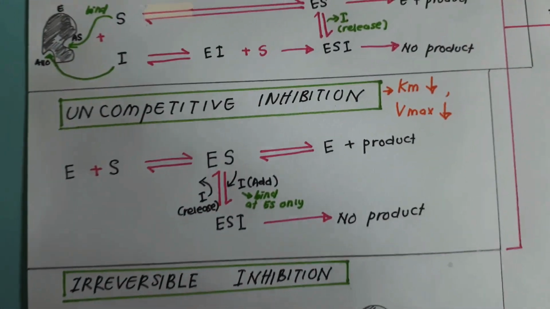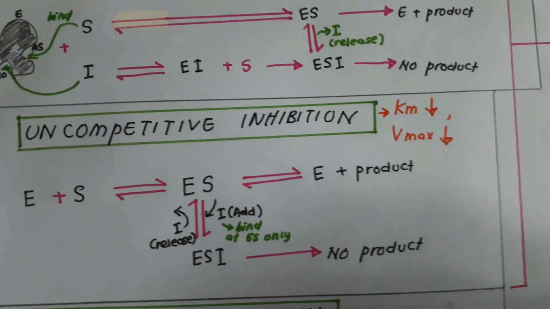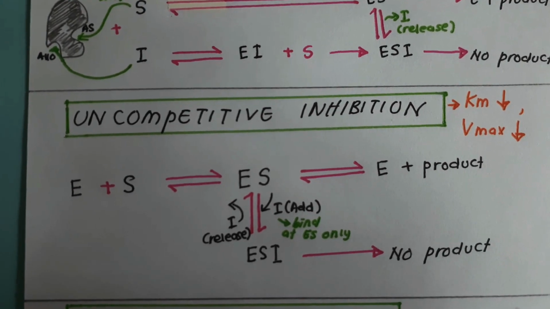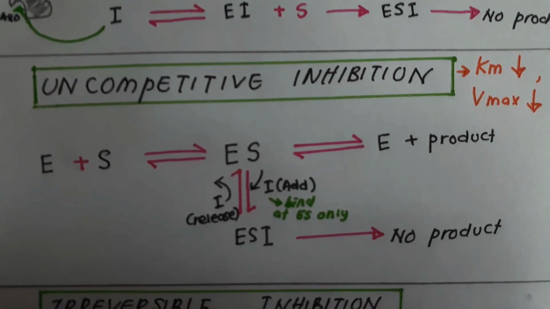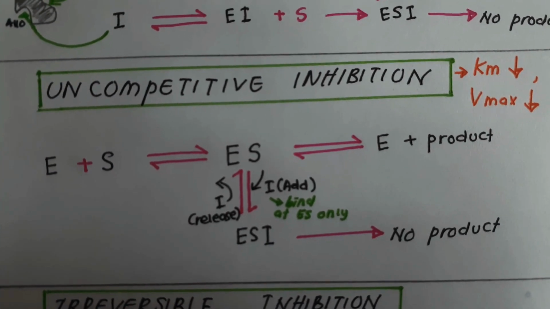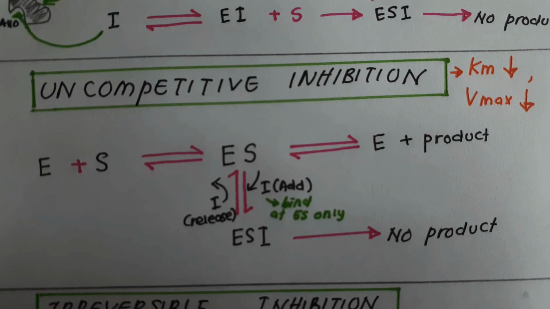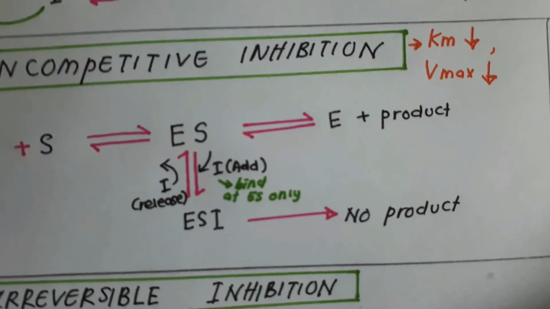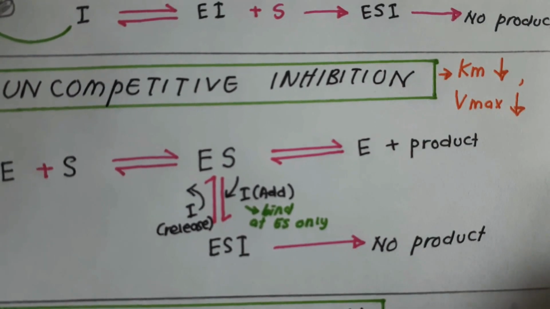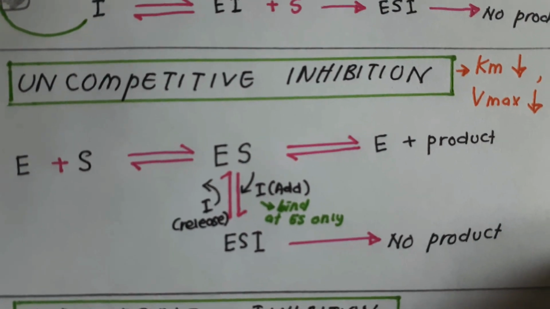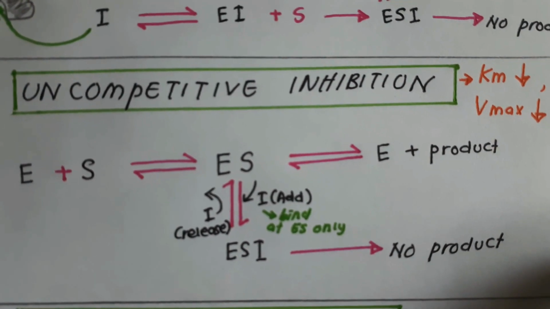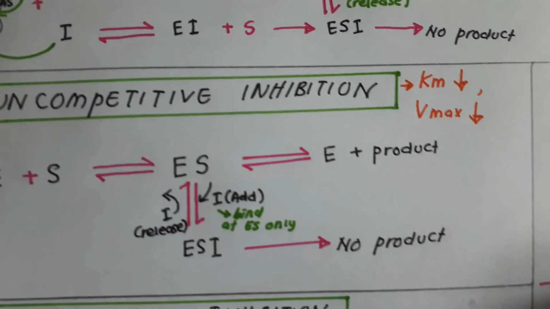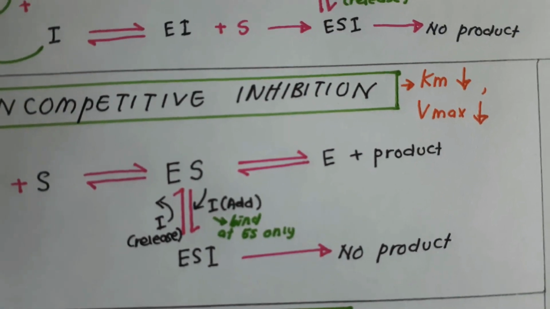Next is uncompetitive inhibition. For this, enzyme binds with the substrate and becomes an enzyme substrate complex. The inhibitor can only bind at the enzyme substrate complex and become an enzyme substrate inhibitor complex, and this will not form any product. But if the enzyme substrate inhibitor releases the inhibitor, it can move forward to produce enzyme plus product. For uncompetitive inhibition, both Km and Vmax are decreased.